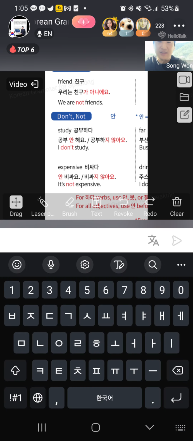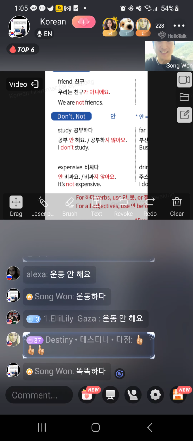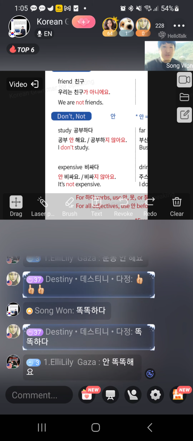Yes. Smart. The word smart. 똑똑하다. Sounds smart, right? Who made this word is a genius, I think. So 똑똑하다. All right. So this one's also ended with 하다. So people usually make mistakes putting this 안. So 똑똑 안 하다. They put like this 안 right before 하다, just like 하다 verbs.